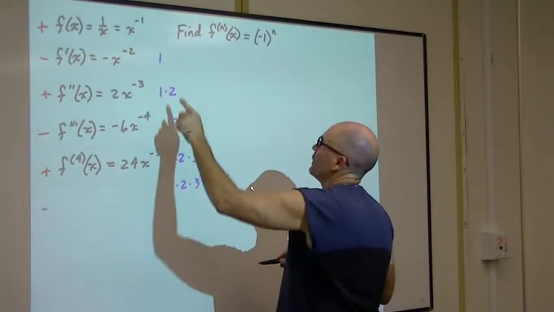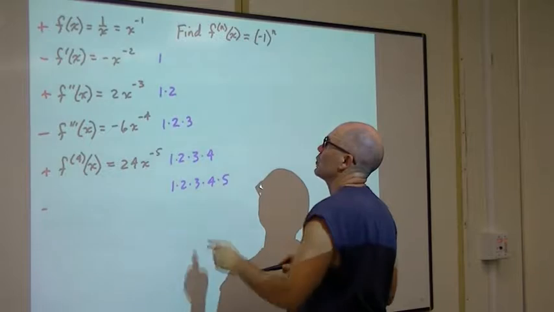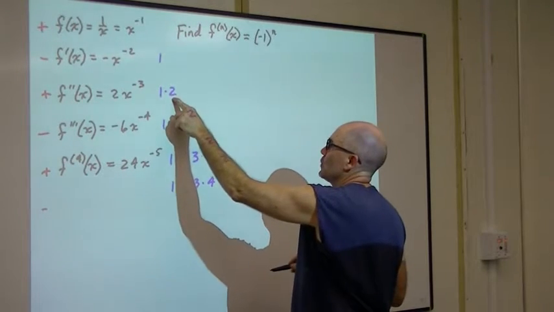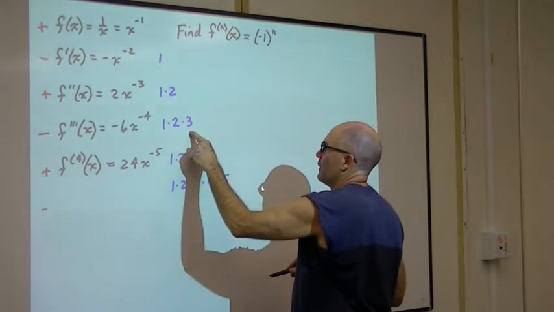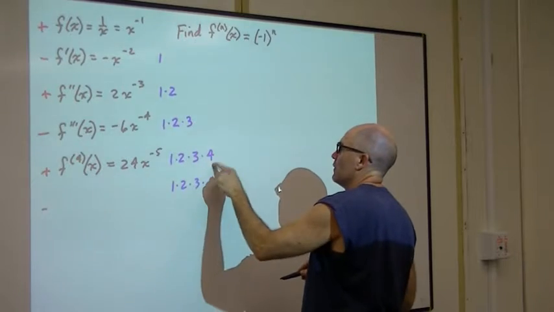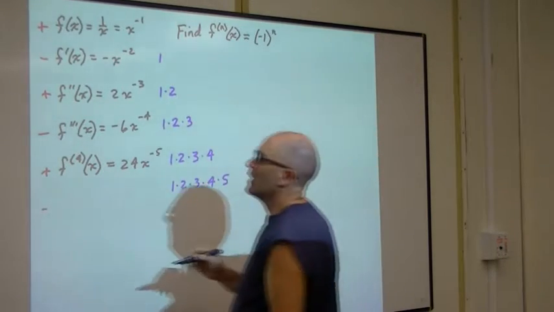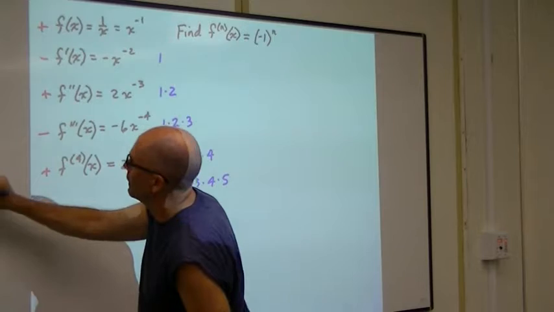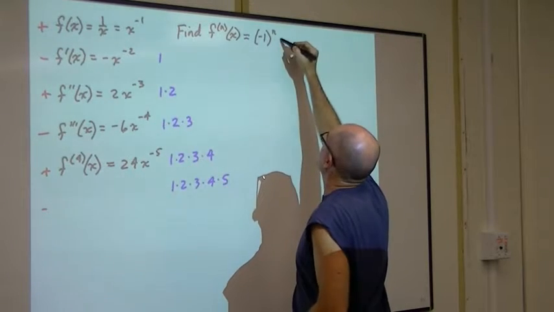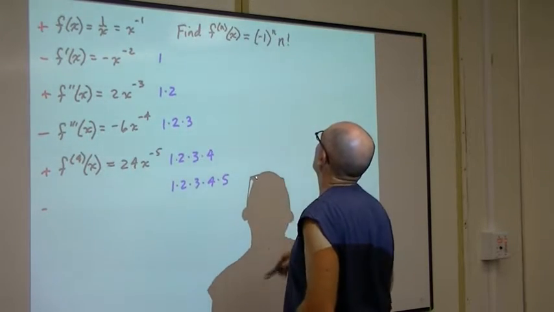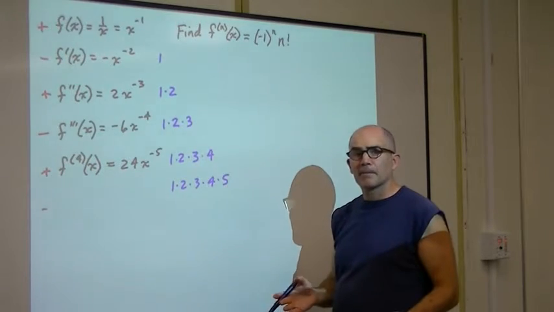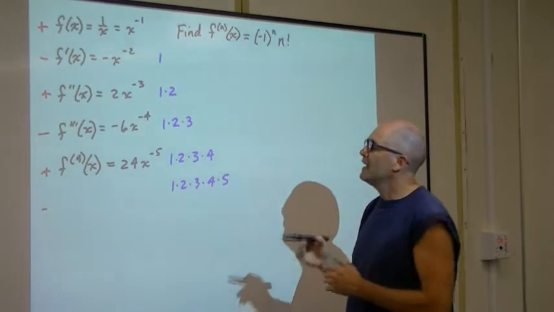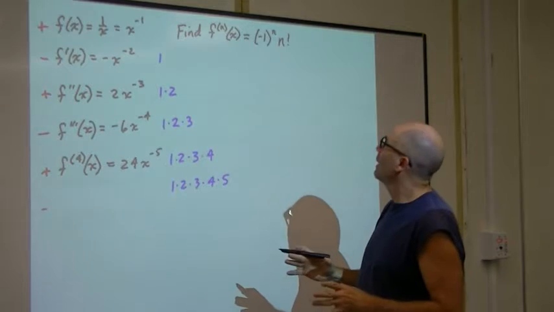notice for the first derivative, it's 1 factorial. Second derivative, 2 factorial. Third derivative, 3 factorial. Fourth derivative, 4 factorial. And so on. So the nth derivative is going to be n factorial. Piece of cake. Okay, now one more thing.